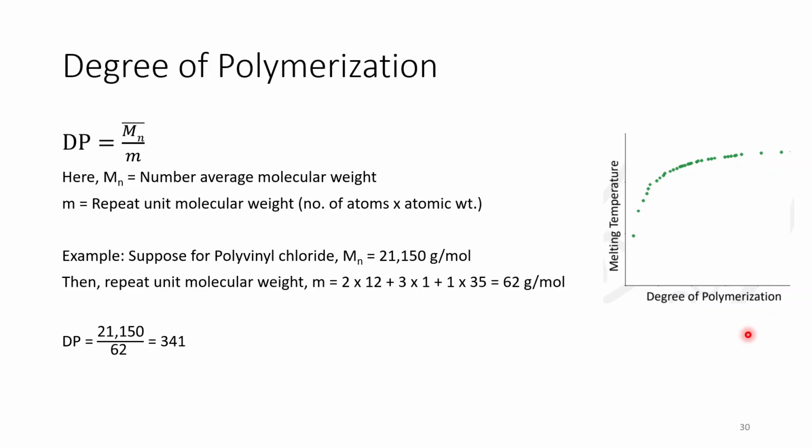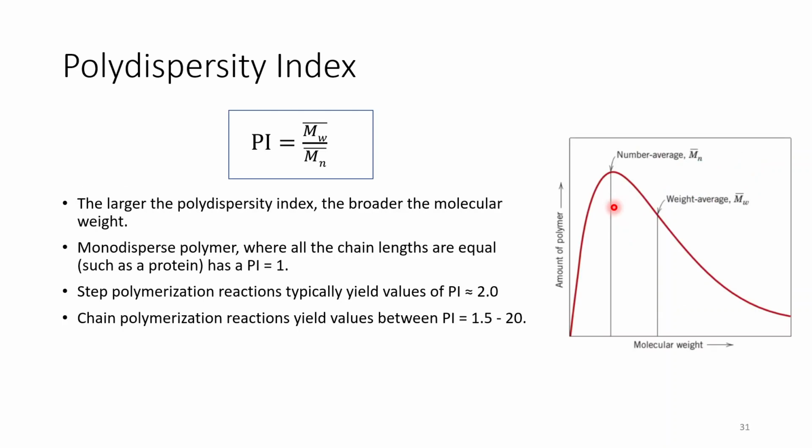As the degree of polymerization keeps on increasing, you can see the melting temperature of the polymer also increases. As the number of polymer chains keeps on increasing, there will be a higher number of bonds present, so that will lead to an increase in melting temperature.